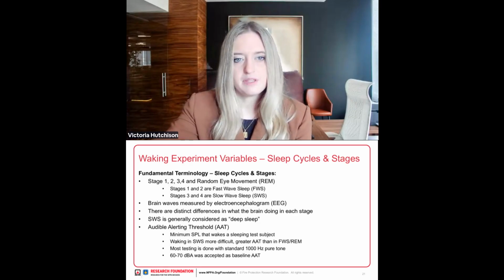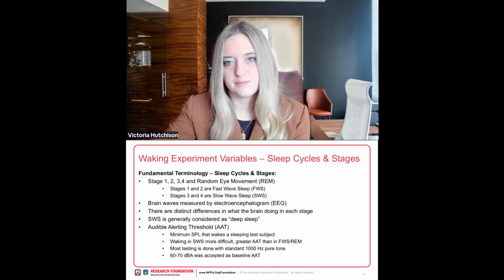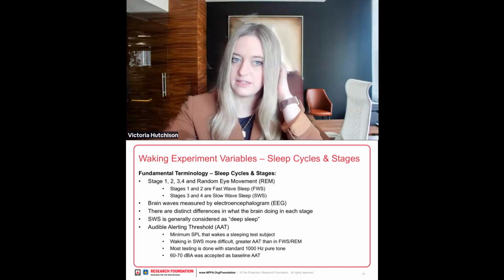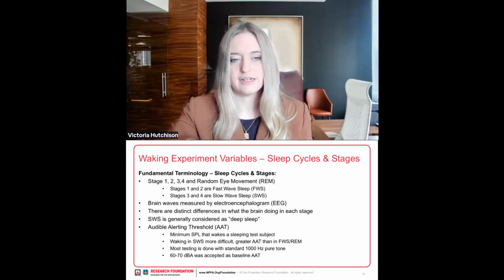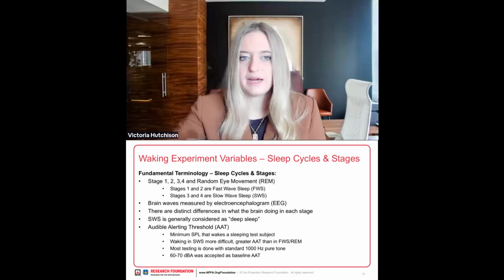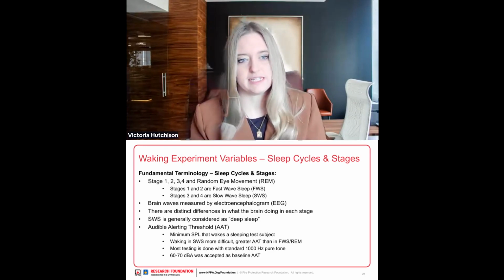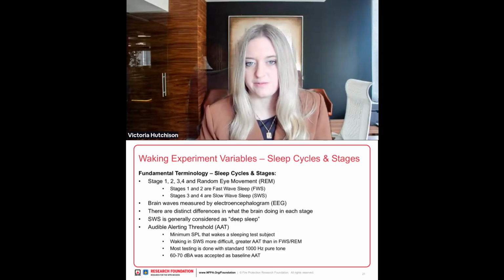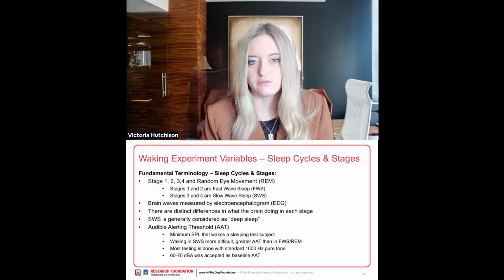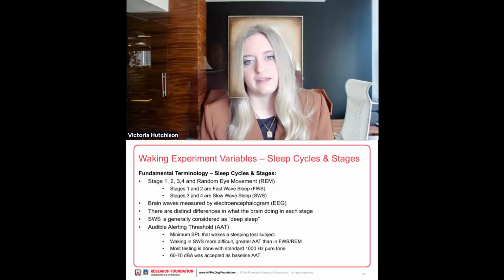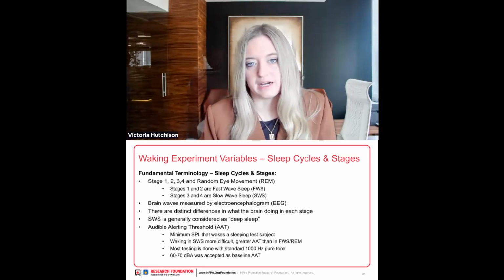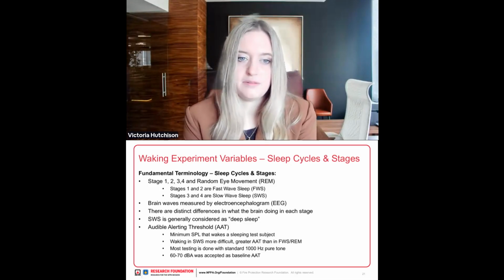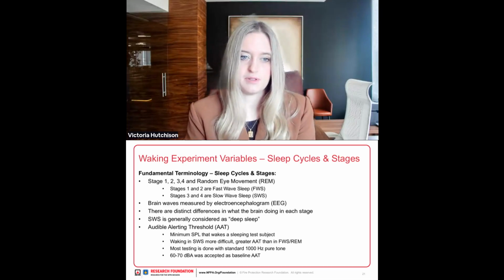So here, some of the variables, this is specific to sleep cycles and stages, so you may see some of this terminology throughout the rest of the slides. So I just wanted to cover it. This terminology was standardized back in the 1960s, but you have stage 1, 2, 3, and 4 sleep. So stages 1 and 2 are fast wave sleep, stages 3 and 4 are slow wave sleep. And then you'll hear the terminology rapid eye movement, REM sleep. So the slower wave is a deeper stage of sleep, same with REM.